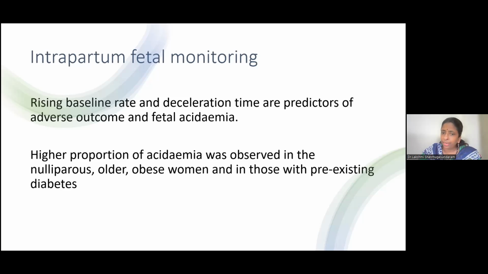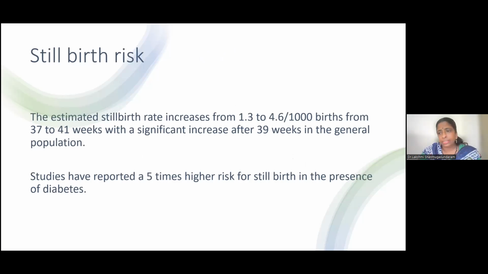And we find that there is a higher proportion of these abnormalities occurring in the obese mothers, in those who are nulliparous, those who are older, and those that have diabetes. So I think we have to be prepared for CTG abnormalities more in these women, and we have to interpret it in a very methodical manner. Stillbirth is a particular risk.